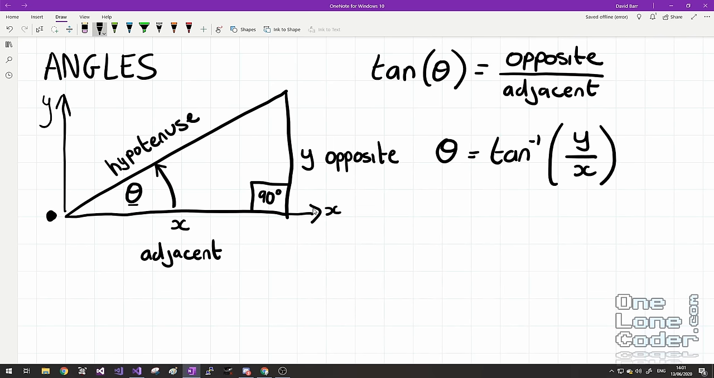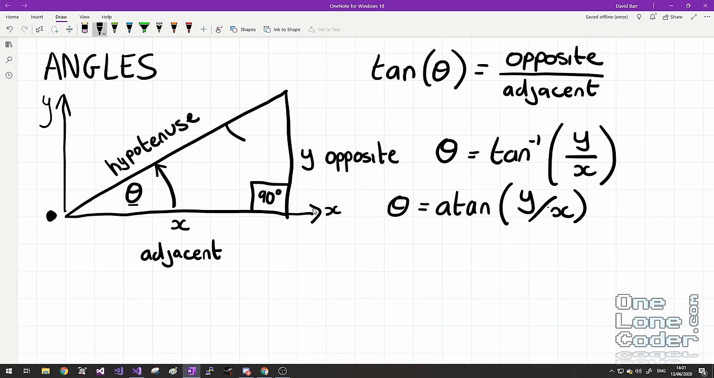Now, just a little side note. In a lot of programming languages, we don't see tan to the minus 1. Instead, what you'll see is atan of y divided by x. But whenever you see a divide over potentially a variable you don't have control of, we need to be sure that this x isn't equal to 0. And, well, why is this?